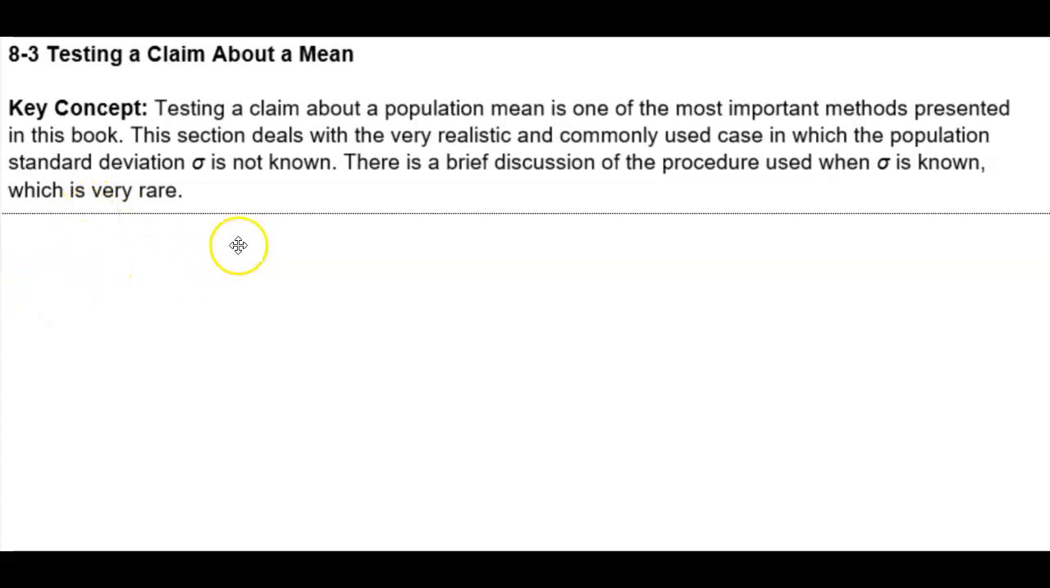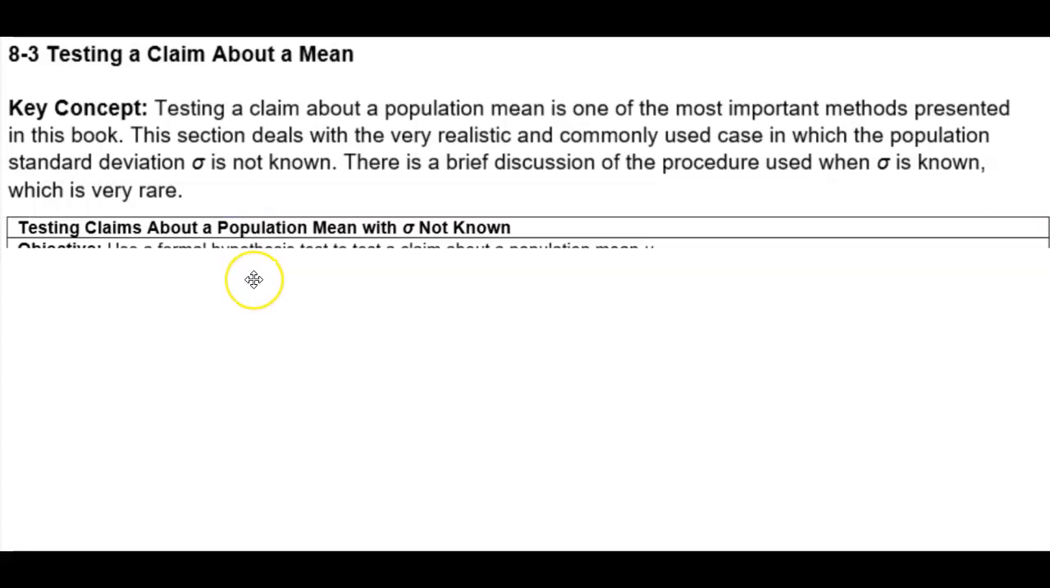Section 8.3, Testing a Claim about a Mean. Key concept: testing a claim about a population mean is one of the most important methods presented in this book. This section deals with the very realistic and commonly used case in which the population standard deviation is not known. There is a brief discussion of the procedure used when the population standard deviation is known, which is very rare.